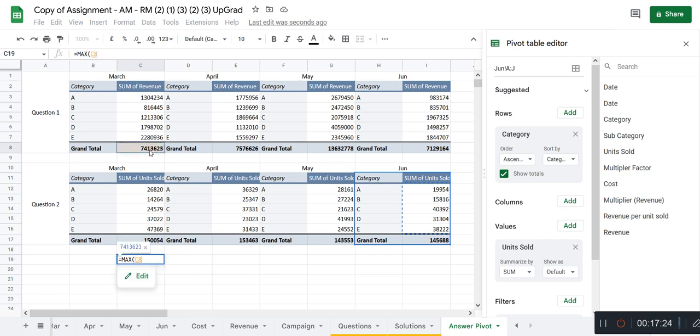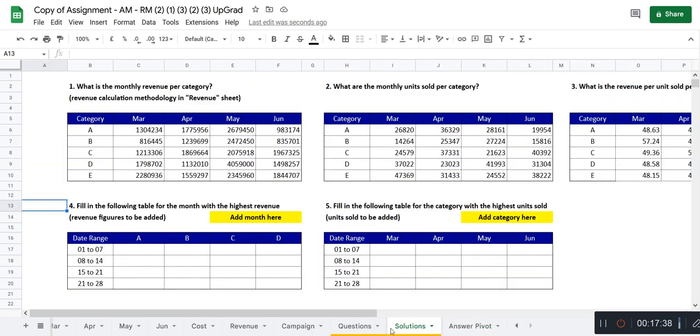So out of this particular value we have to select the maximum value. Okay, so the maximum value is 136,32778. So for the month of May, okay, the revenue is highest. So we'll go to solution. So what will be the month? The month will be May.